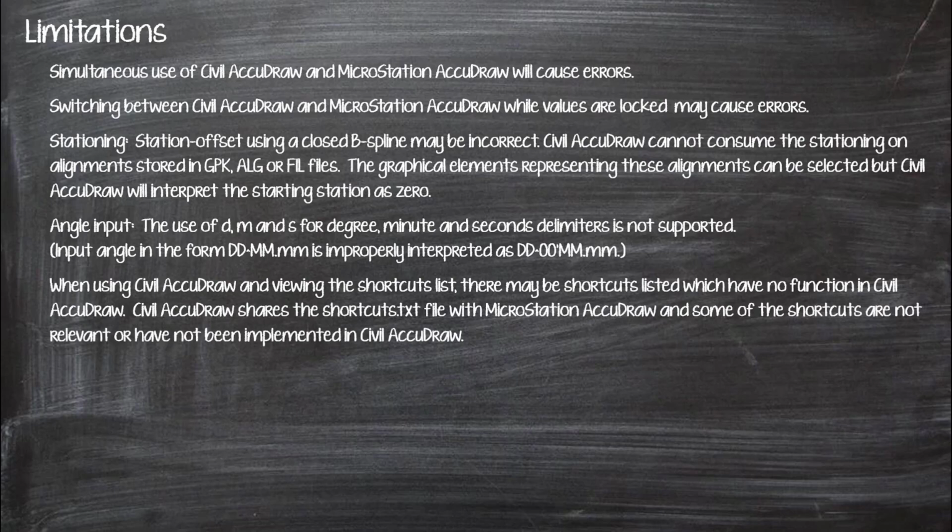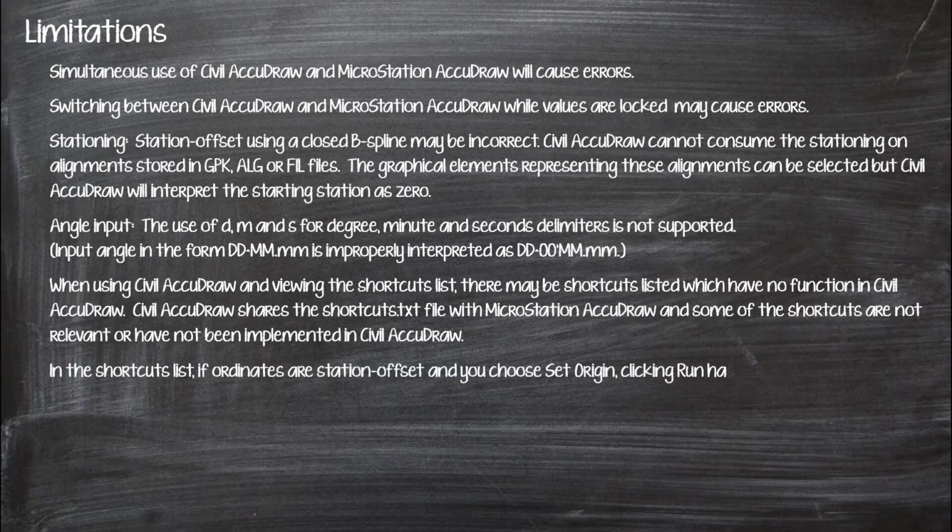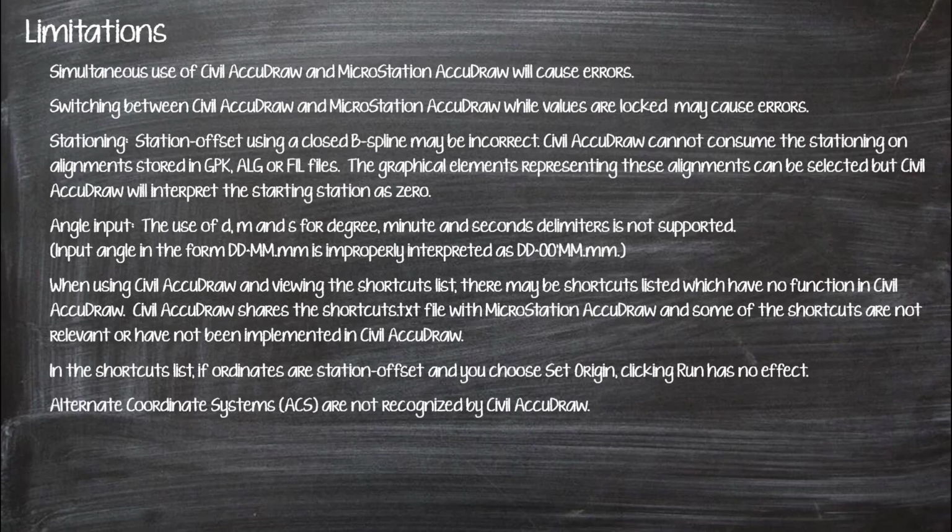When using Civil Accudraw and viewing the shortcut list, there may be shortcuts listed which have no function in Civil Accudraw. Civil Accudraw shares the shortcuts.txt file with MicroStation Accudraw, and some of the shortcuts are not relevant or have not been implemented in Civil Accudraw yet. In the shortcut list, if ordinate is station offset and you choose Set Origin, clicking Run has no effect. Alternate coordinate systems are not recognized by Civil Accudraw.